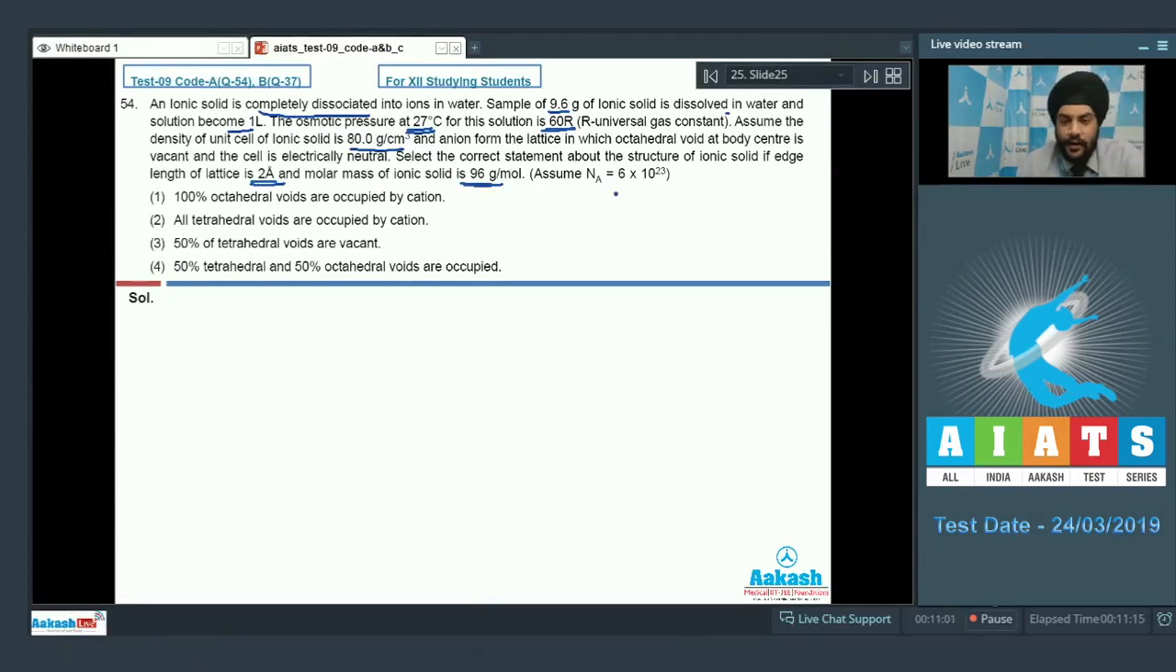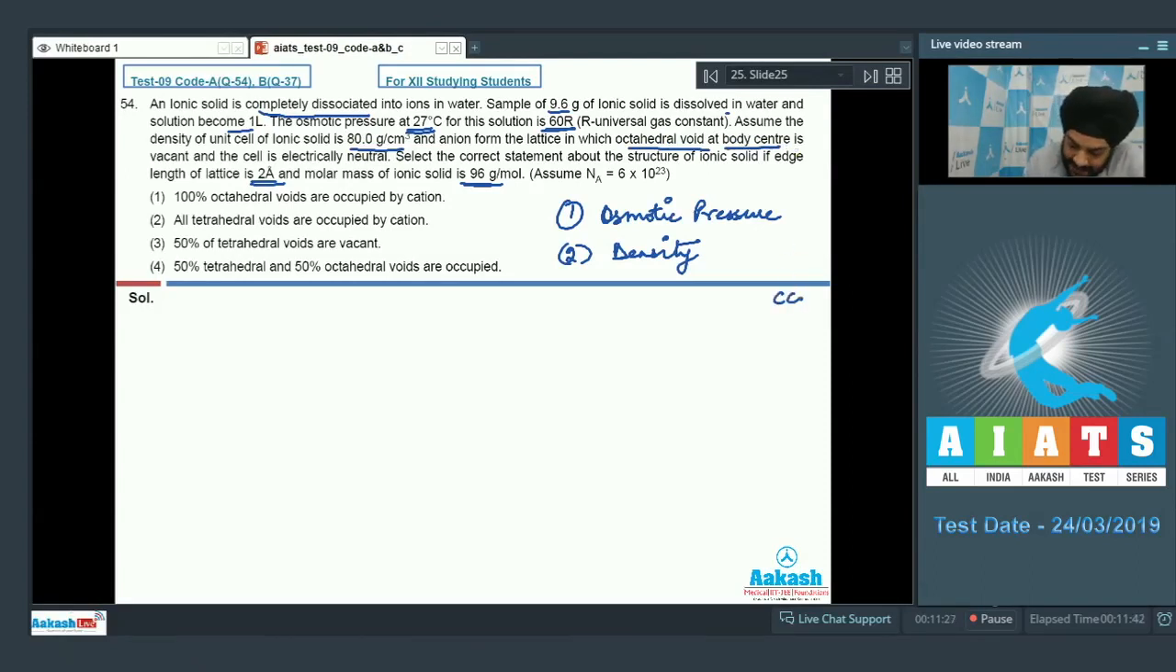We have been given the value of Avogadro's number. So students, in this question we have been given two pieces of information. First is the osmotic pressure data. And in the second case we have been given the density value. It is also mentioned that in the lattice there is an octahedral void present at the body center. So it must mean that the anion forms a CCP lattice.